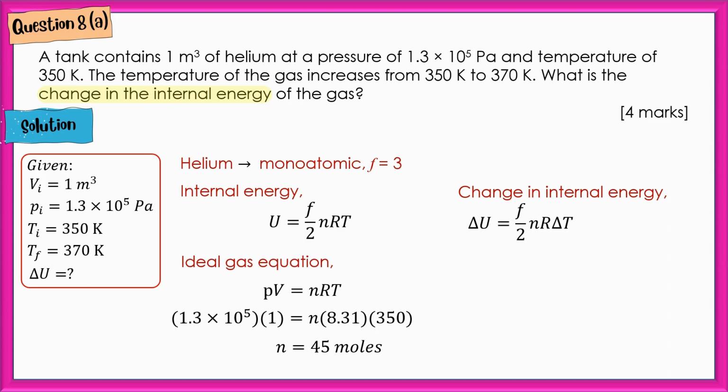Now, substitute the number of mole, 45. The R, the molar gas constant, is 8.31. Change in temperature, 370 minus 350. So we get that the change in internal energy is equal to 1.12 times 10 power of 4 joule.